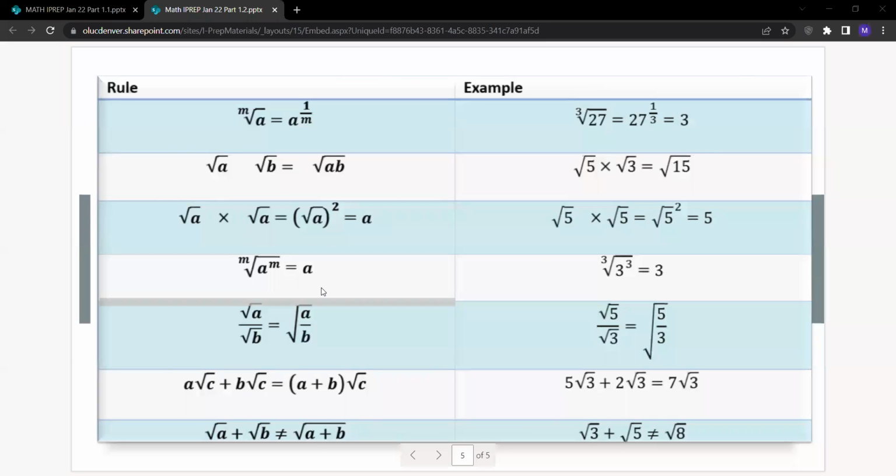Next we have the m root of a to the m is equal to a. It's kind of the same thing we're talking about. They cancel each other out. So we have a 3 here, a 3 here, and we end up with a whole number here.